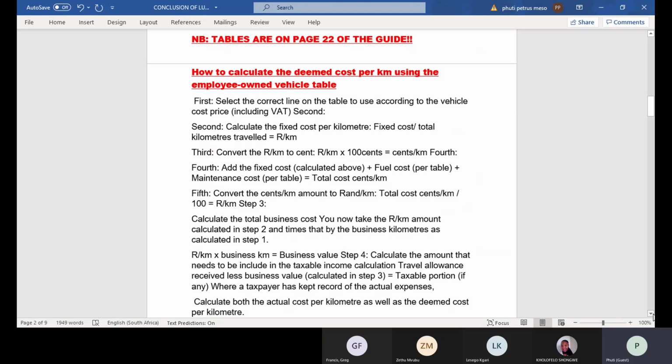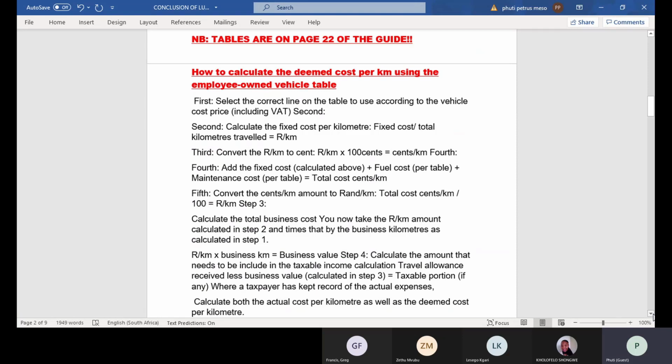So the fifth one, you convert your cents per kilometer amount to the rand, which is the total cost cents per kilometer. But I know it might be looking a little bit confusing. I think with this one, to defeat it, you just have to do questions, more and more questions in reference to the table, and then I think the conclusion will be fair and equal towards your understanding.